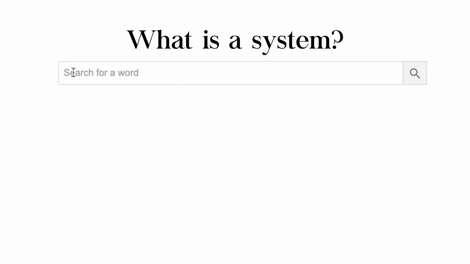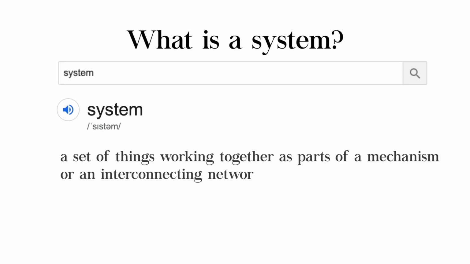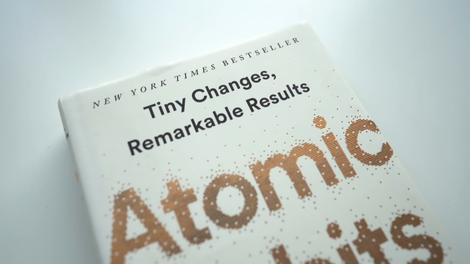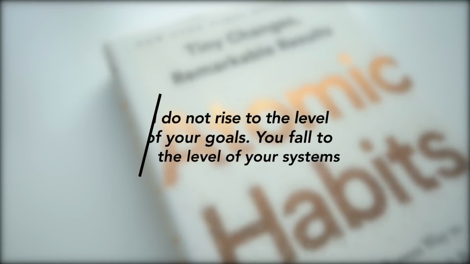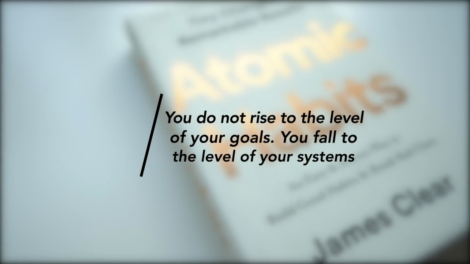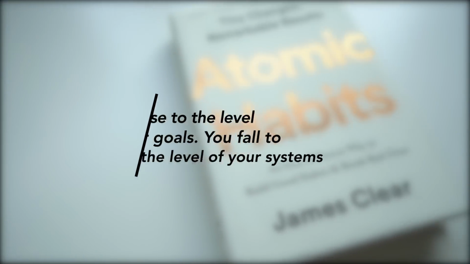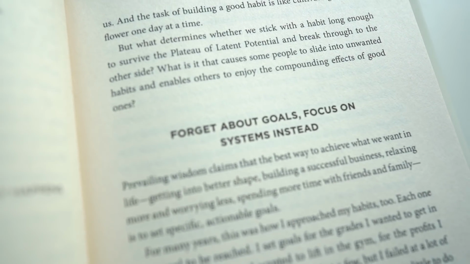So what exactly is so good about having a system? The dictionary definition of a system is a set of things working together as parts of a mechanism or an interconnecting network. So what's this got to do with studying? Well, this came from a book I read recently, a very popular book called Atomic Habits. He highlights the fact that you don't rise to the level of your goals, you fall to the level of your systems.